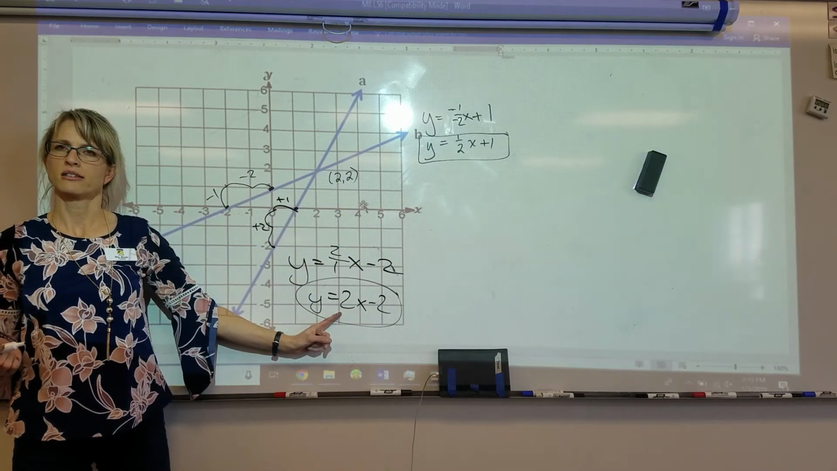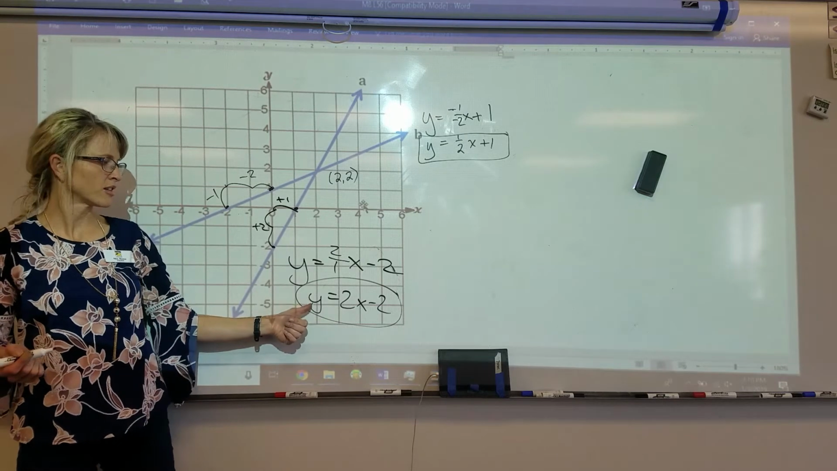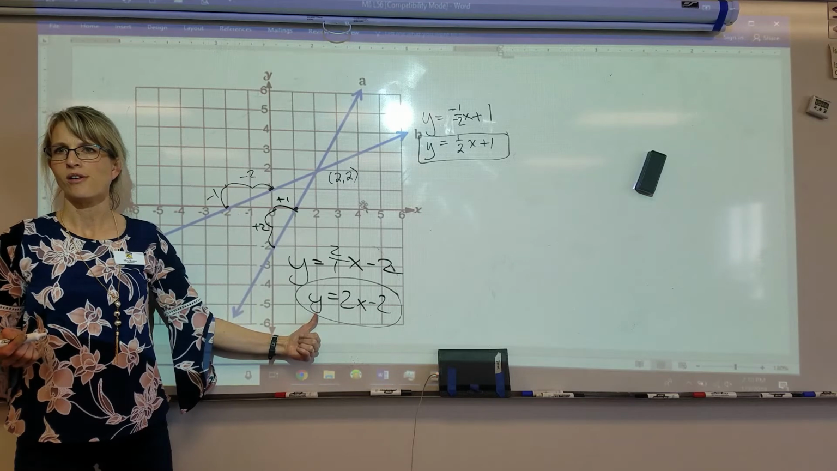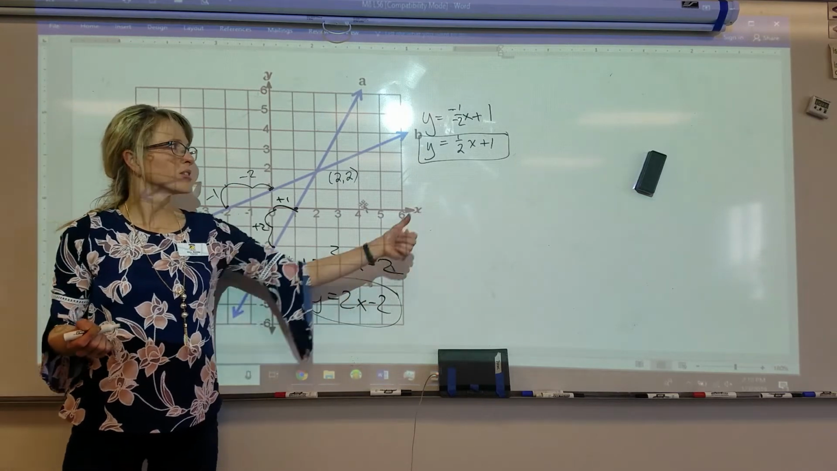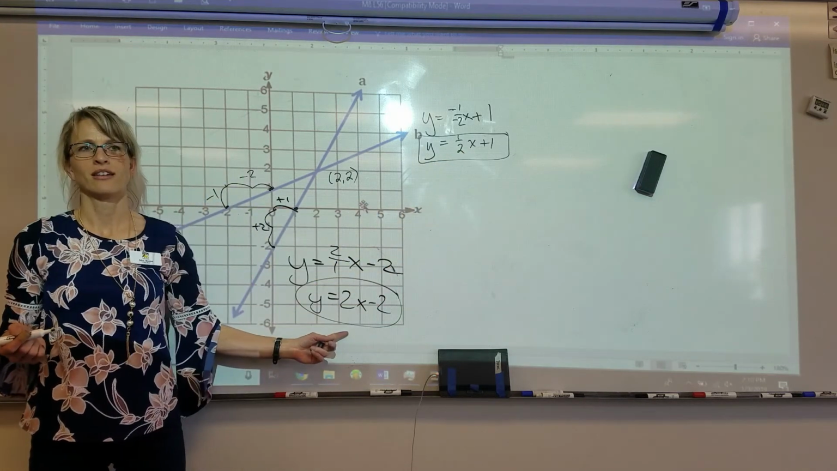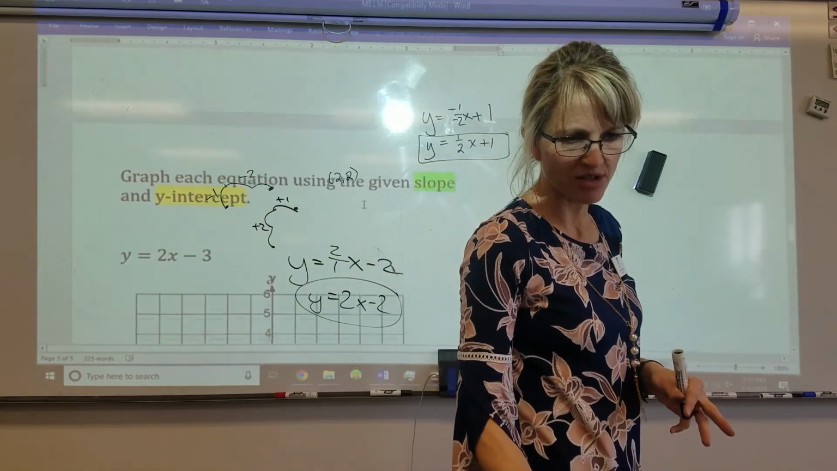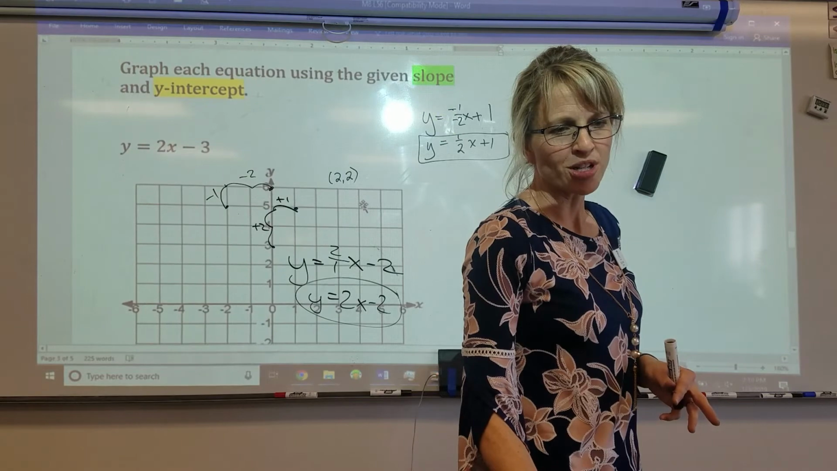Could I say that where they intersect, the y values are the same y value? Where they intersect, are the x values the same? They are. We're going to do more with that later in the year, so be thinking about that. Just a sneak peek. Okay, now we're going to do the opposite direction.